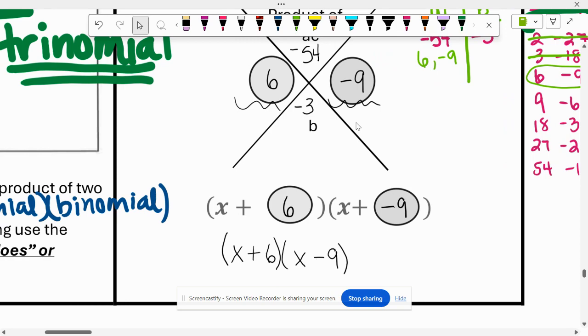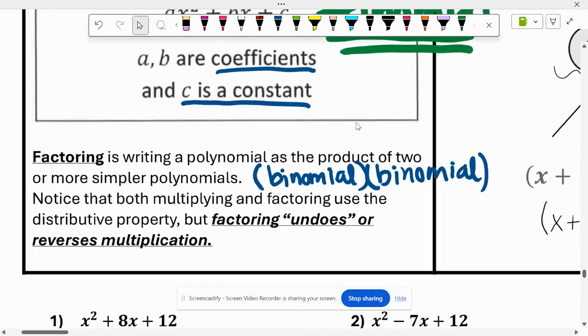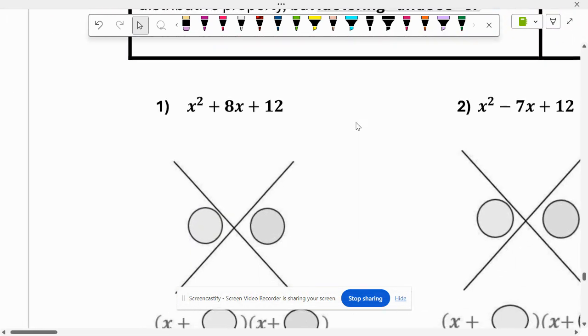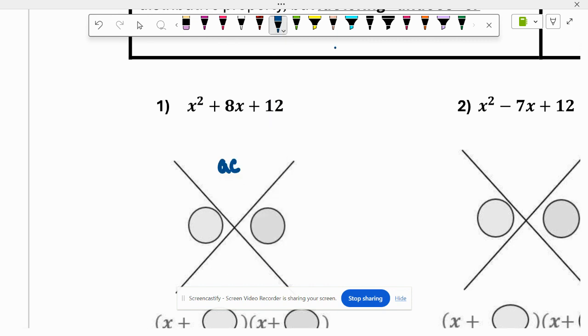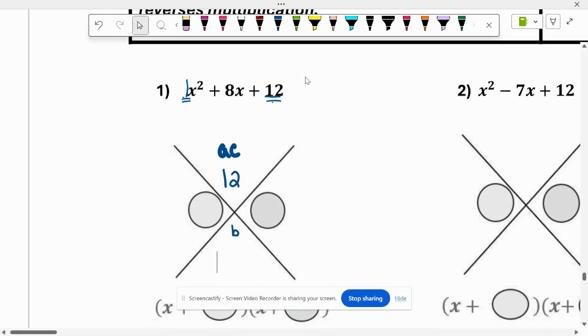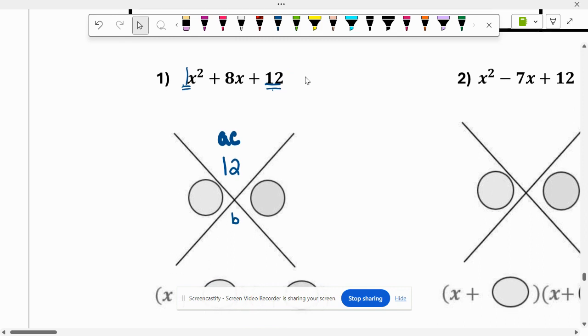Okay. So we have 6 examples that we're going to do. Remember, in this box right here, in the top of our X, we're putting A times C. What is A times C? Anyone? A times C. It's 12. 1 times 12 is 12. What is the value of B? It's 8.